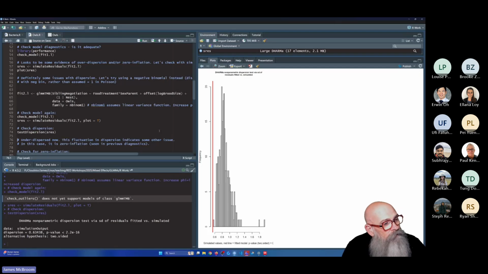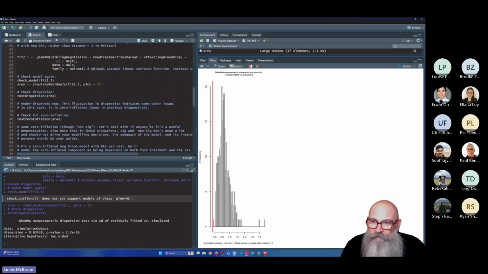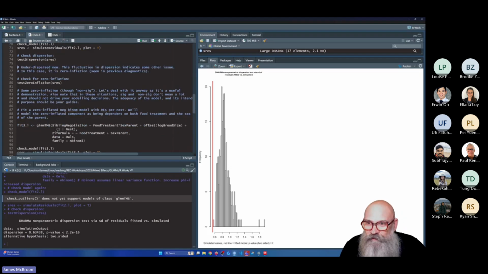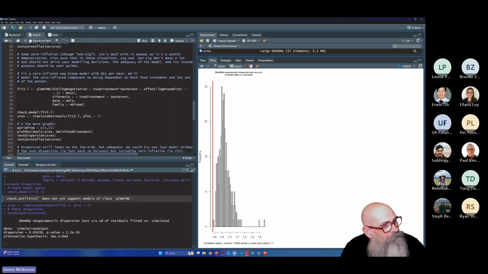So now, on top of our over dispersion model, we're going to add zero inflation into the model, and we are going to allow that zero inflation to depend on the food treatment and the gender of the parents as well. So that's the probability of seeing more noughts than we might expect to see.